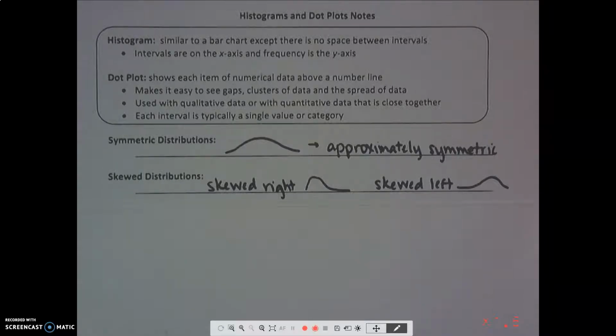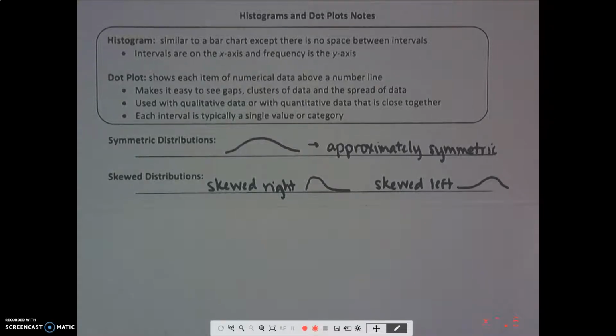It's used with qualitative data or with quantitative data that is close together, and each interval is typically a single value category. Okay, we also have, I guess we'll say, three different types of distributions. So we could have symmetric or approximately symmetric in the real world. For something to be 100% symmetric is rare. Could it happen? Yeah, but it doesn't happen very often.